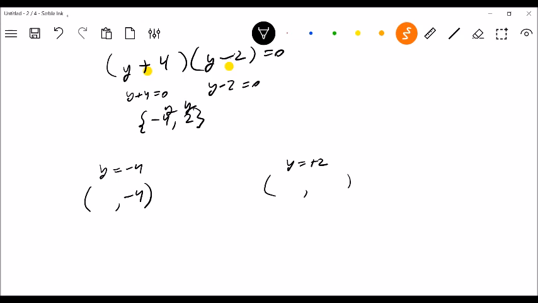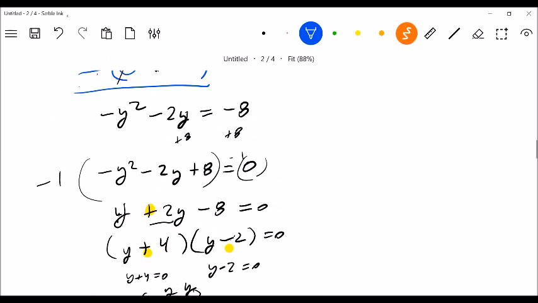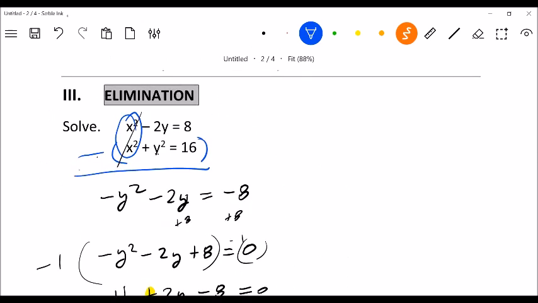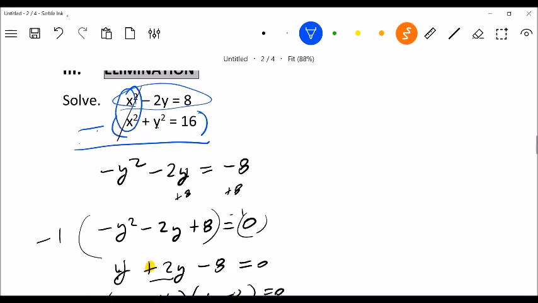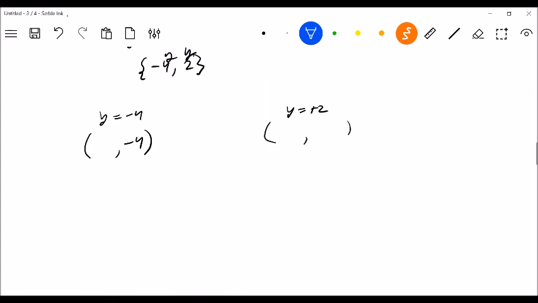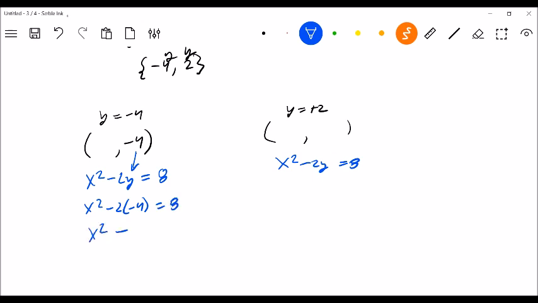Okay. So to do that, let's go back and choose one of the equations that we'll put the numbers into. And it doesn't really matter which one, but I think I'll take the easier one with less squaring. x squared minus 2y equals 8. I'll do the same thing over here. So that negative 4 goes there. x squared plus 8 is equal to 8.